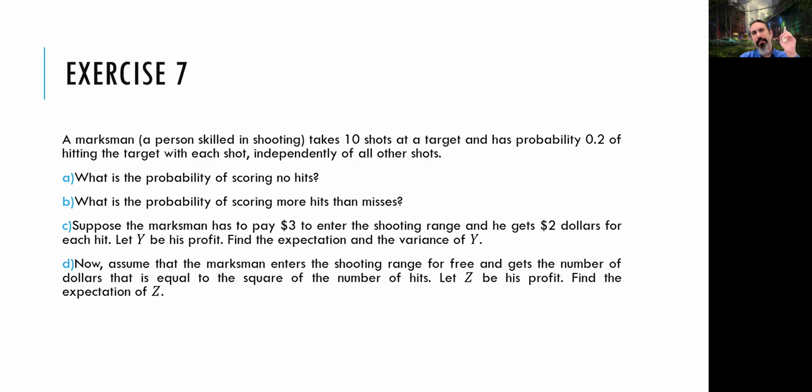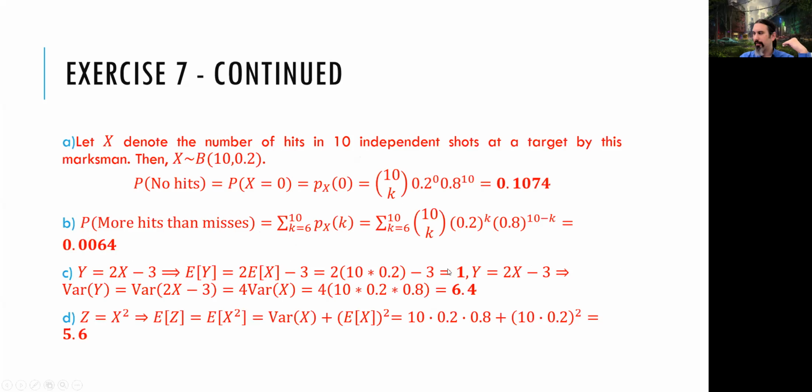And I'm going to get paid $2 for each hit. So it's going to make $4, a total income of $4. And I'm going to pay $3 at the start for entrance. So I'm going to be left with only $1 at the end, as you can see. This is my expected value.